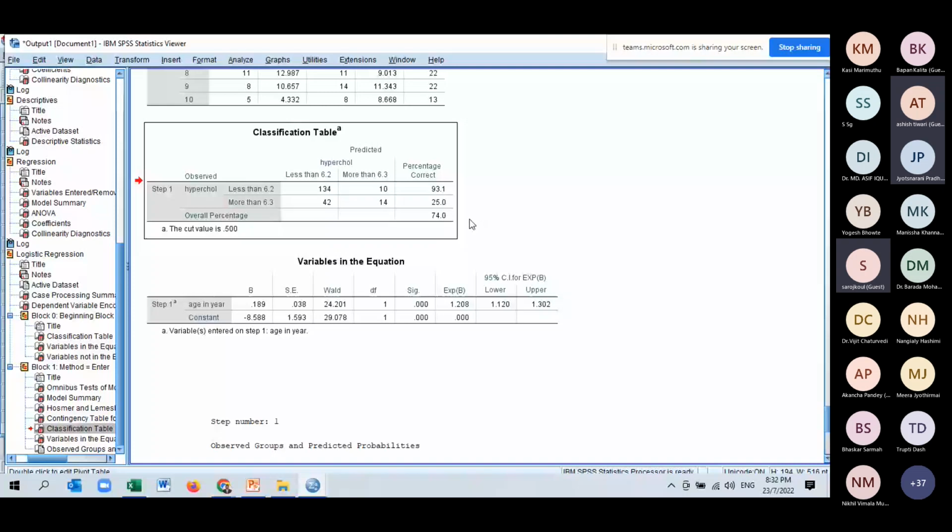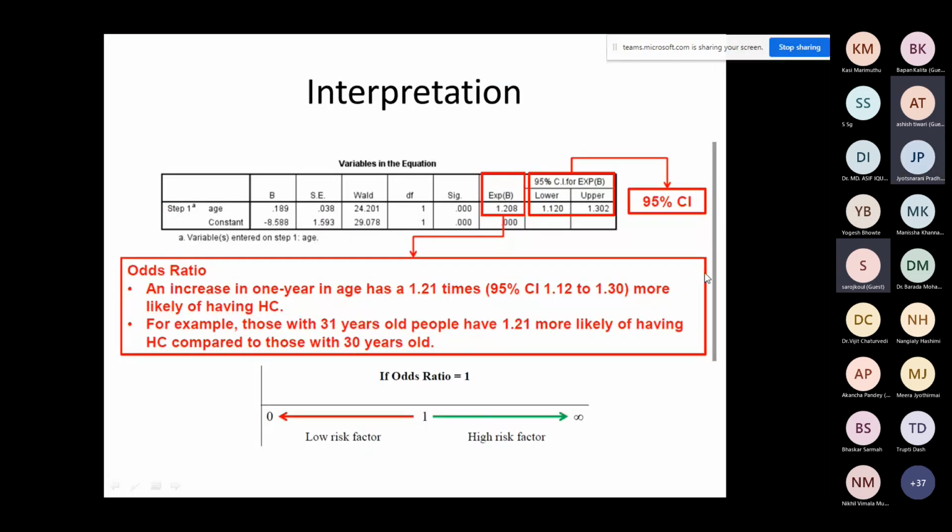Okay. So how do we interpret the variables in the equation? For this interpretation, maybe you can copy this table. Maybe I'll go to the results, it will be easy for you to understand. So this is the table. From this table, how do we interpret? What information do we need to draw?